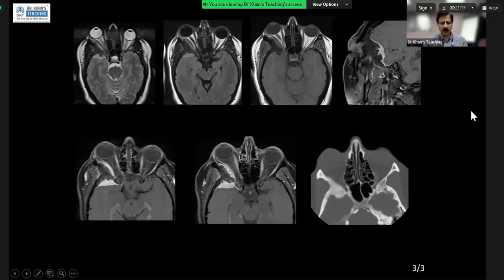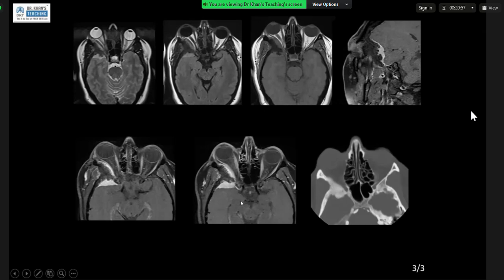It is going into the orbit here. How did it go there? Okay, it's going through, I believe, the superior orbital fissure. And can it go directly through the bone? Yes, it could. Intraosseous meningioma does that as well. Here you are. Well done.